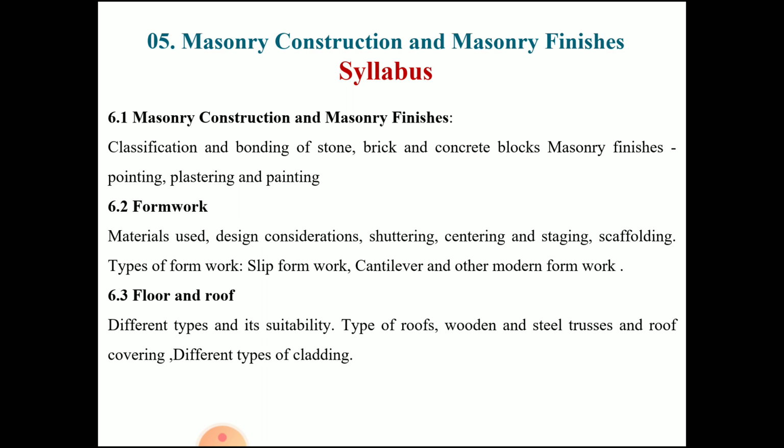In that you have to see the materials used, design considerations, shuttering, centering and stacking, scaffolding, types of formwork, that is slip formwork, cantilever and other modern formwork. The third chapter is 6.3, and the name of that chapter is floor and roof. In that you have to see different types of floor and roof, their suitability, types of roof, wooden and steel trusses and roof covering, and different types of cladding.